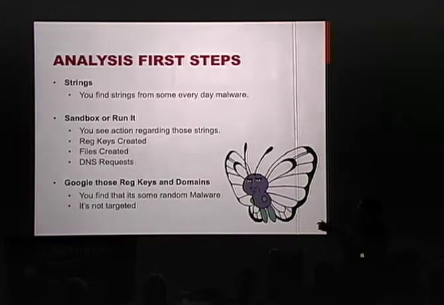So these were our first steps. We ran strings. We found some strings from everyday malware. We sandboxed it, or we ran it, and we saw actions regarding those strings. We saw registry keys, files, DNS requests, stuff like that. We Googled it, and we're kind of getting the hunch that it's not targeted malware because it's out there. If someone crafted it to target my specific environment, it wouldn't be on virus total in Google with 22,000 results, right?